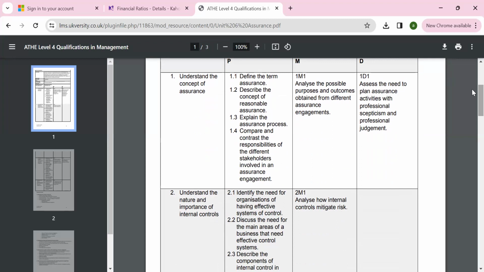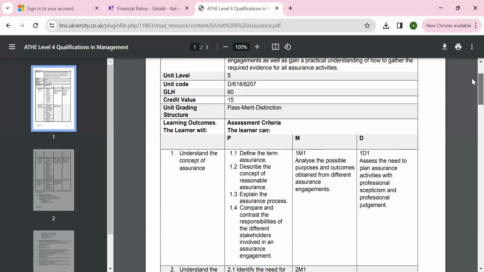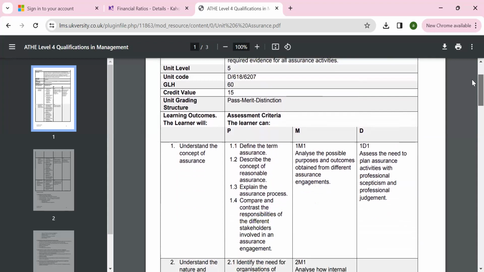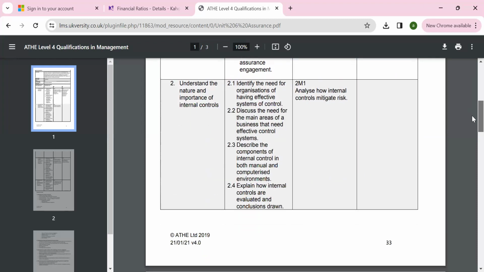And we can analyze the possible purpose and the outcomes obtained from the different assurance engagements, assess the needs and plan the assurance activities with professional skepticism and professional judgment. That will be all in the lessons, which we will go through today. If you have any questions, please ask. And then lesson two will go through LO2, lesson three.